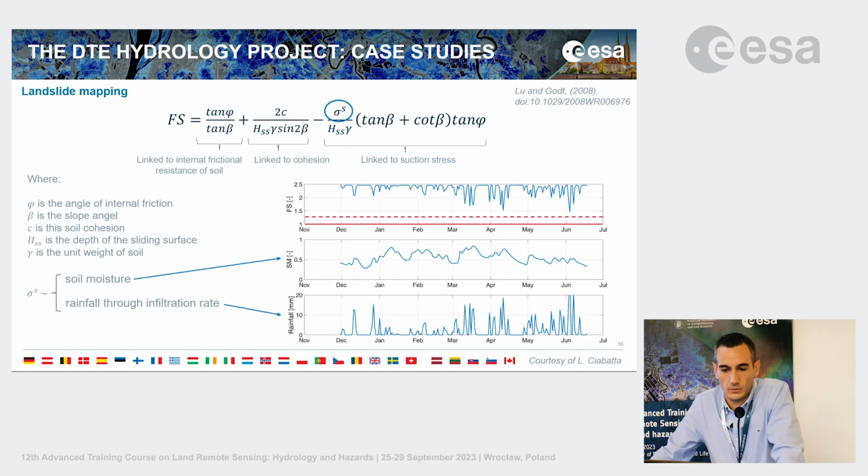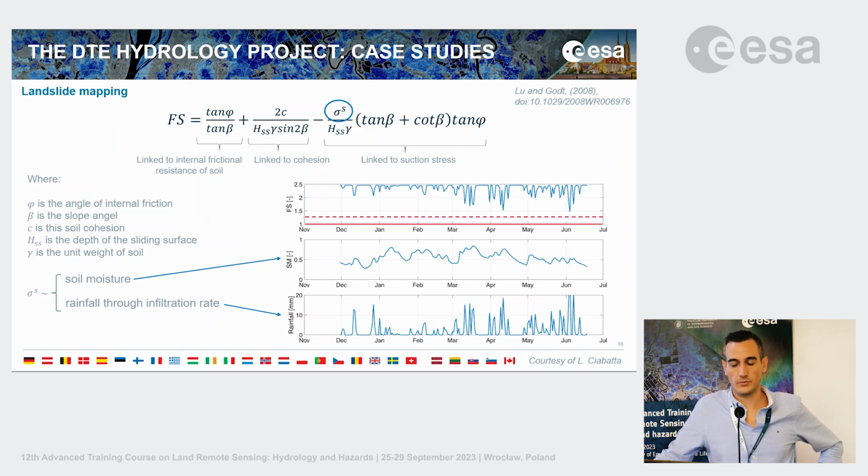As said, I will not go into details on the mathematics of the method, because it is not my topic and probably not of interest in this context, but just a few words on the model that we have implemented here, that of Lu and Godt 2008, which is based on the hypothesis of infinite slope. Basically, the analysis is focused on this factor. Fs is the factor of stability, which is the ratio of mobilizing to stabilizing forces. So when it reaches the threshold value of 1, there is a landslide.